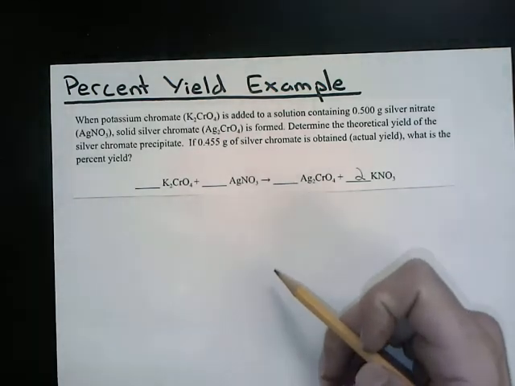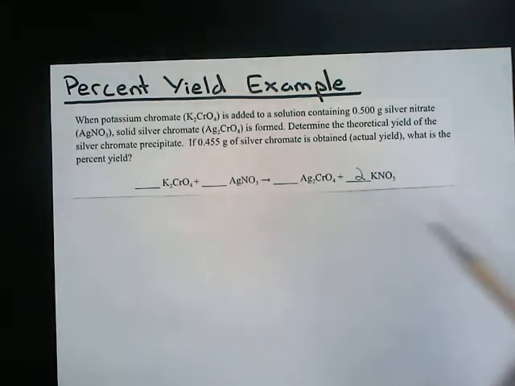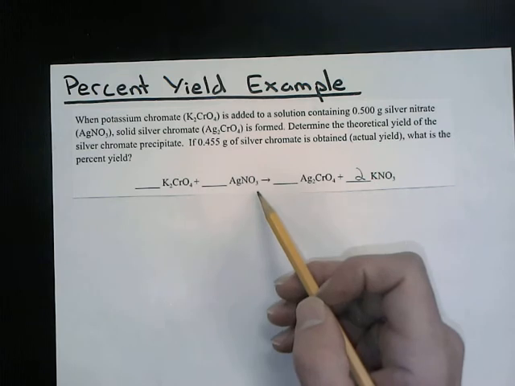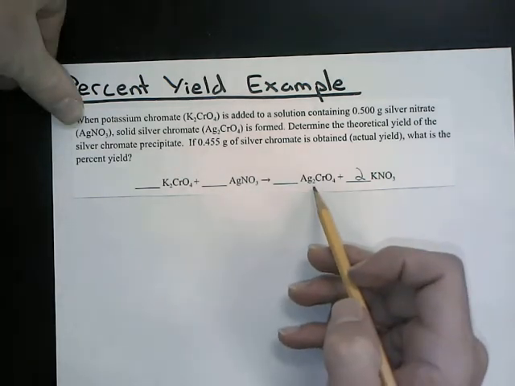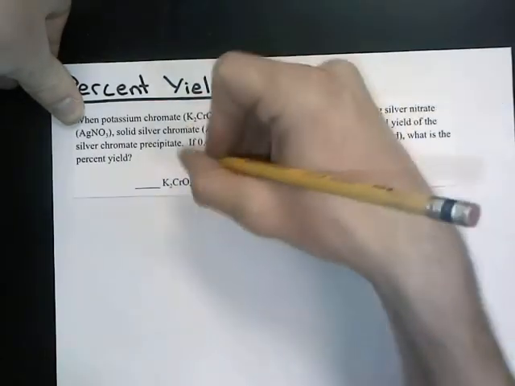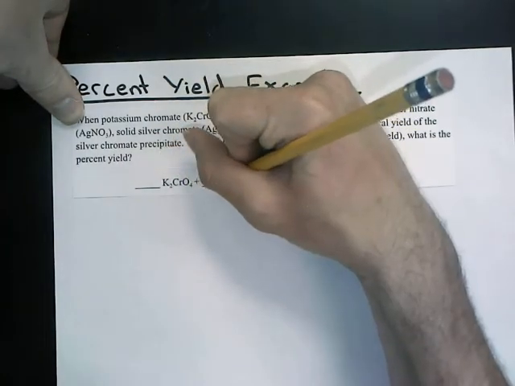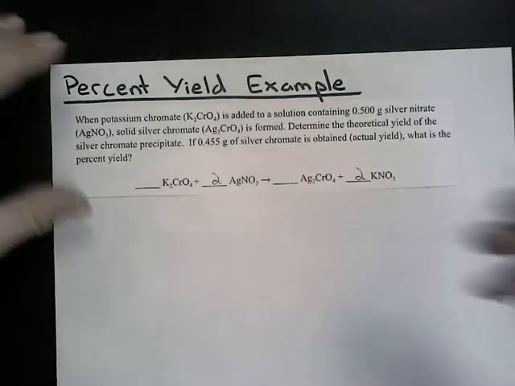And then we move to our oxygens. And I'm going to skip oxygen for a second. I'm going to move to silver. Silver on the left has 1. Silver on the right has 2. So that means to make this a 2, we put a 2 out in front. And that will make our oxygens nice here.